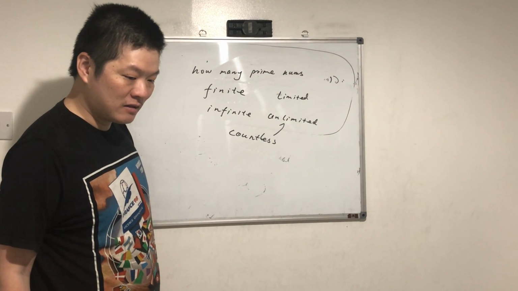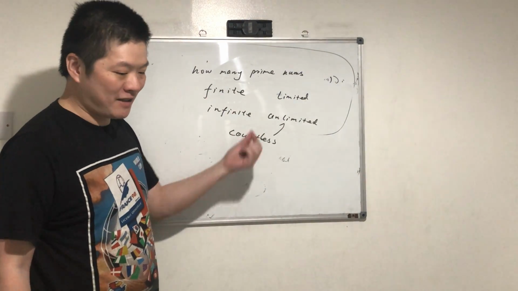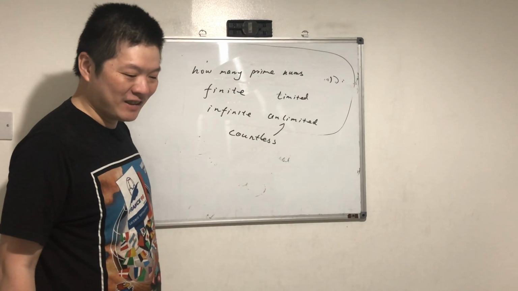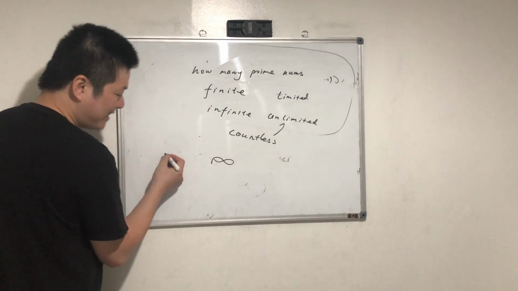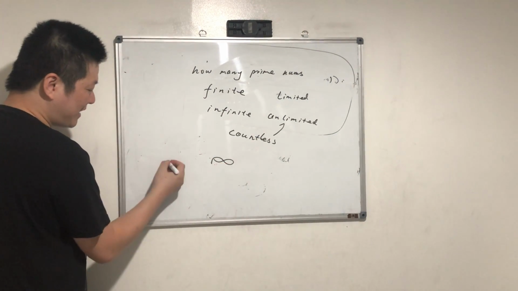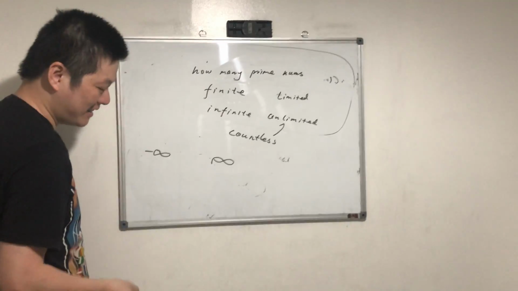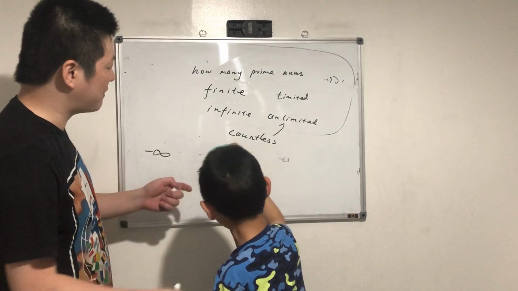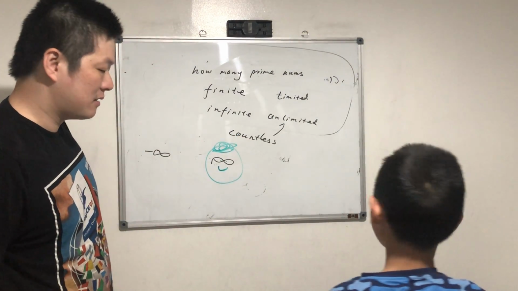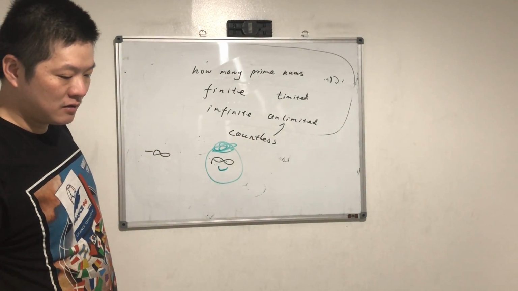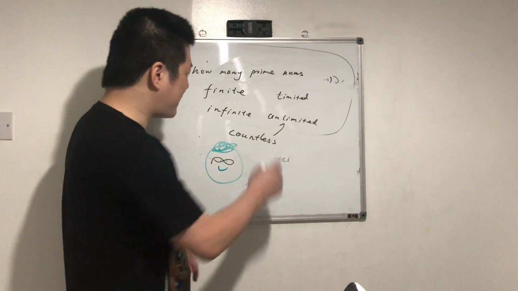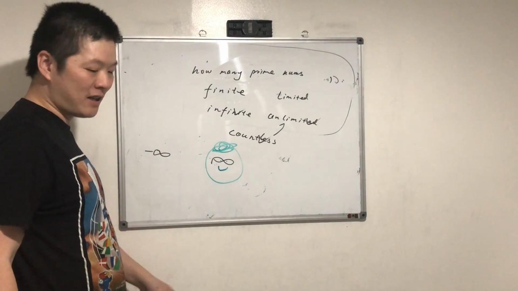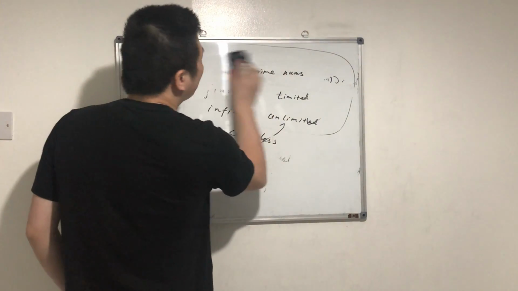What's finite? Finite is that maybe 10, 20, you can count it. Infinity is the opposite of counted. Remember the infinity, the positive infinity, minus infinity, right? So which one? How many prime numbers? I'll go for unlimited. Unlimited, countless, infinite, all these three are the same thing, because it's as many as you want.